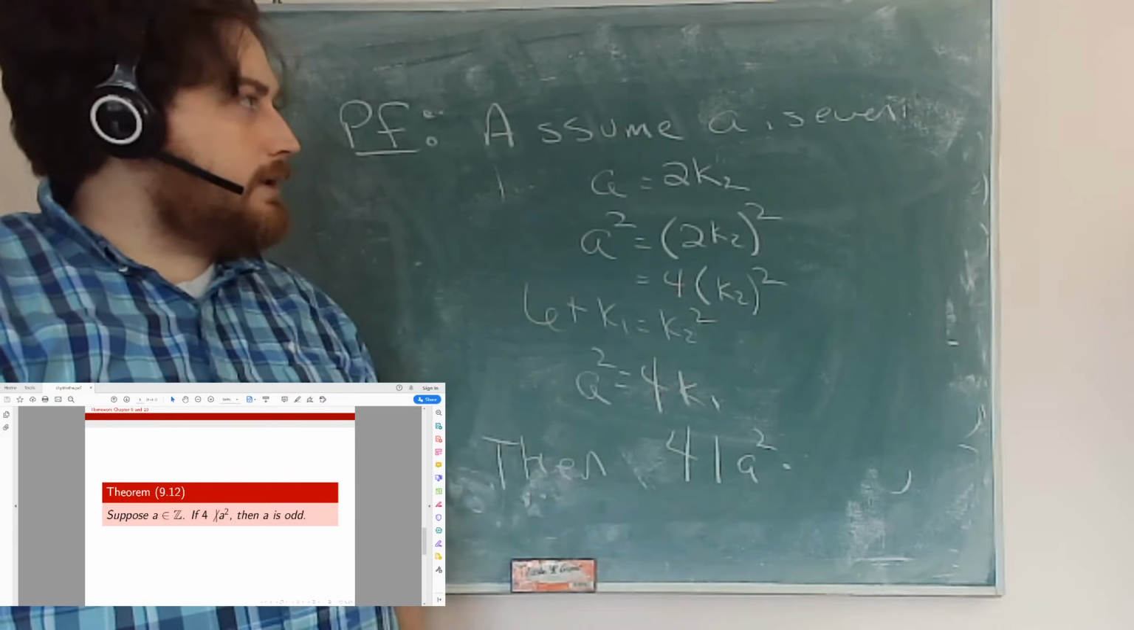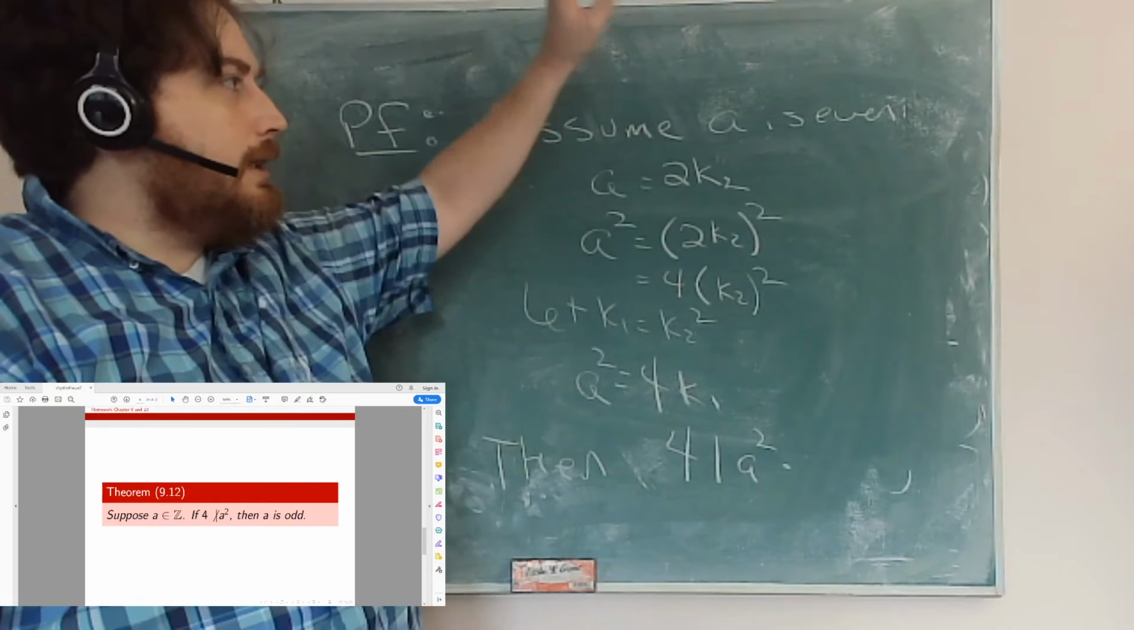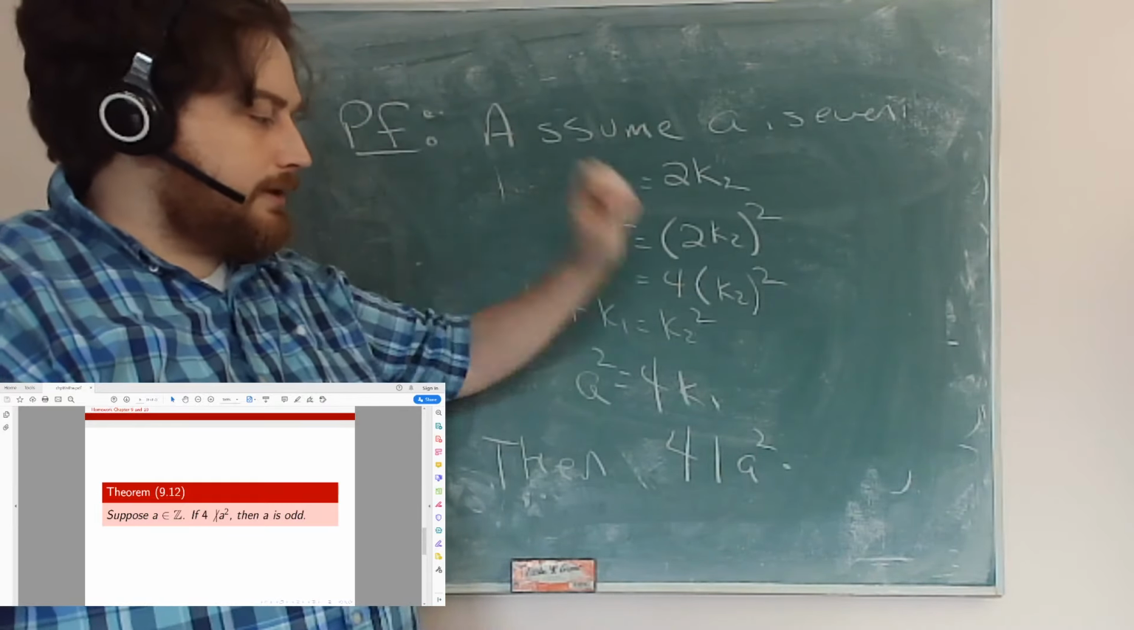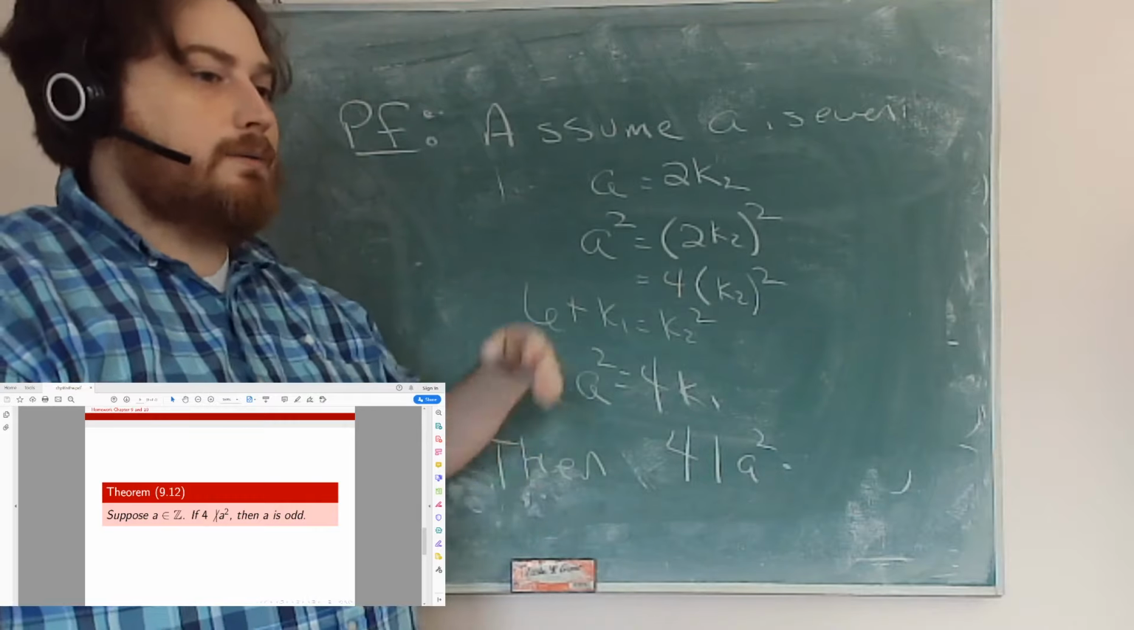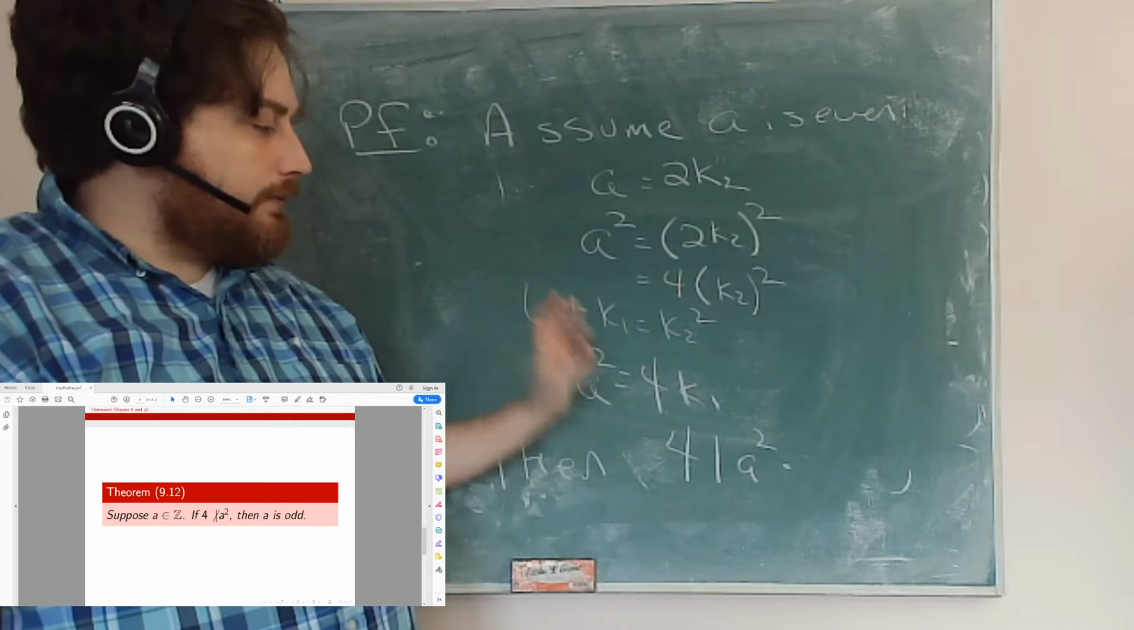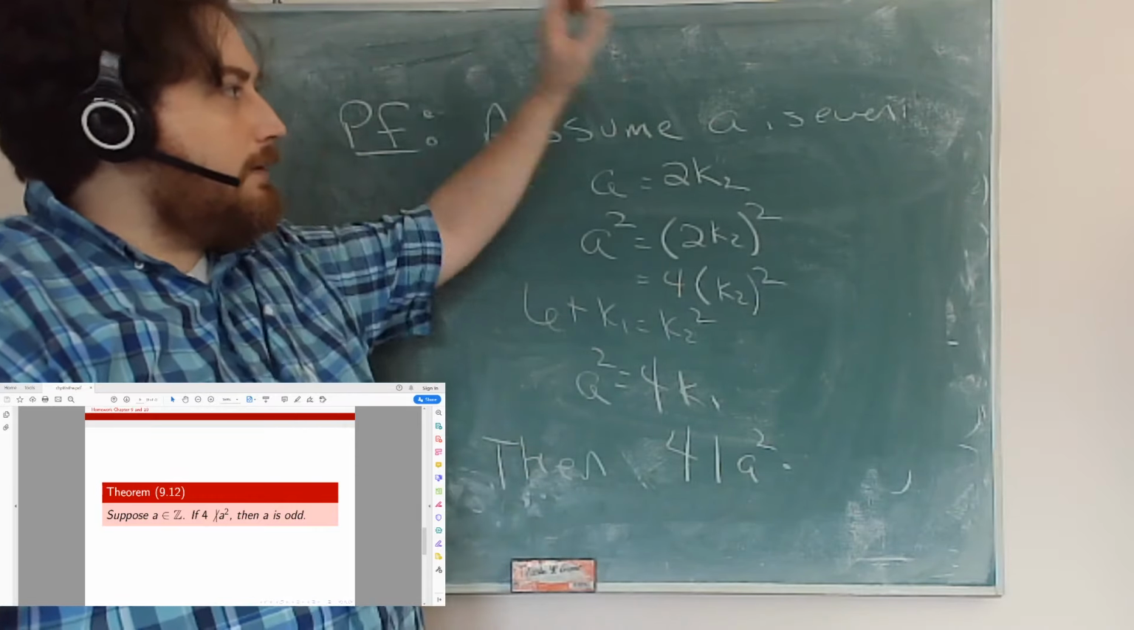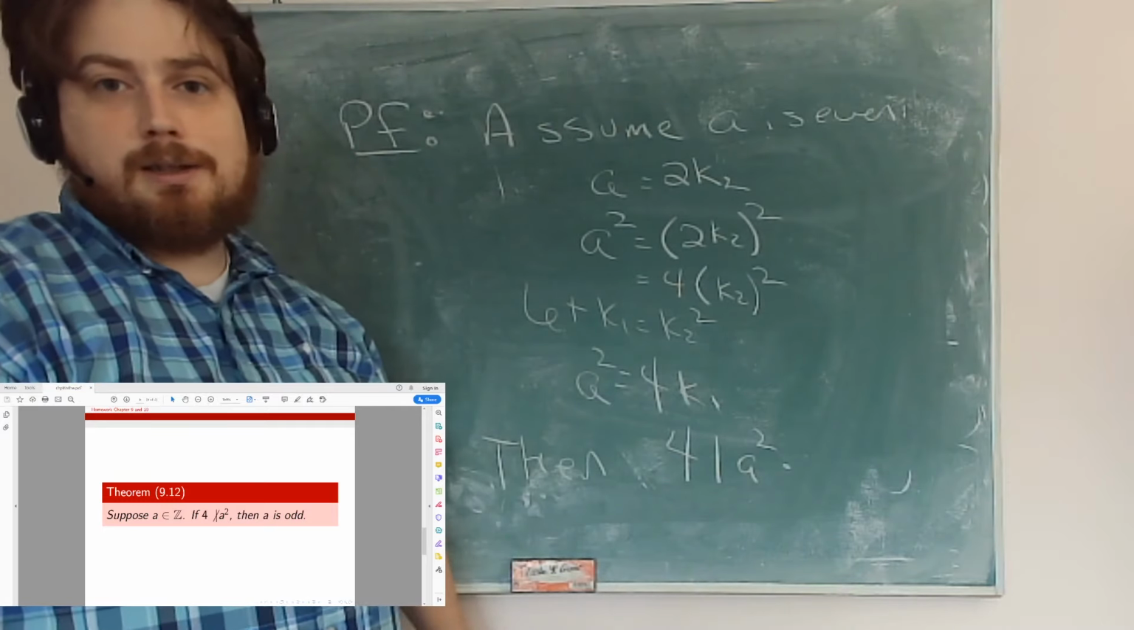Therefore, 4 divides a squared. Hence, if a is even, 4 divides a squared. And therefore the contrapositive is also true, so if 4 does not divide a squared, a must be odd, because it cannot be even.